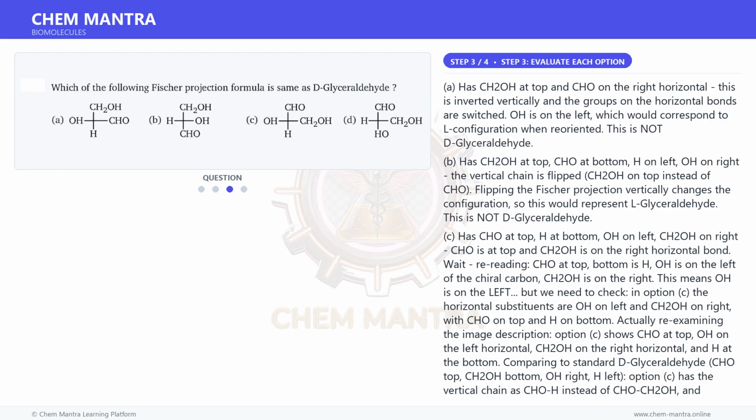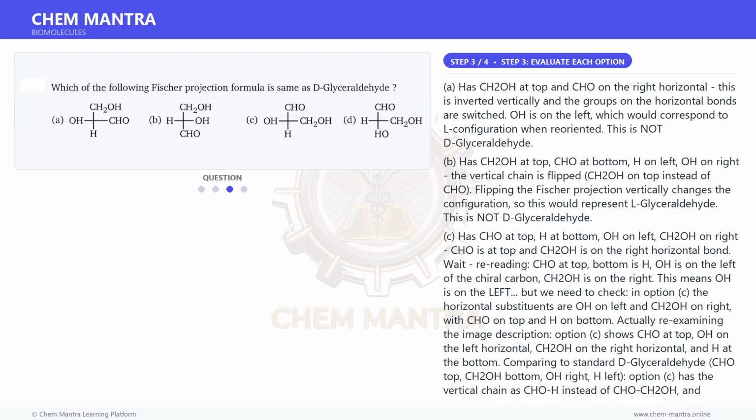The chiral center has CHO up, H down, OH left, CH2OH right. For diglyceraldehyde, the OH must be on the right when CHO is at top and CH2OH is at bottom. In option C, CH2OH is on the right horizontal; performing an allowed 90-degree rotation, which is not permitted in Fischer, would not apply. Instead, we note that in option C, with CHO at top and CH2OH pointing to the right and off to the left, this actually represents the same molecule as diglyceraldehyde because the designation depends on the spatial arrangement.